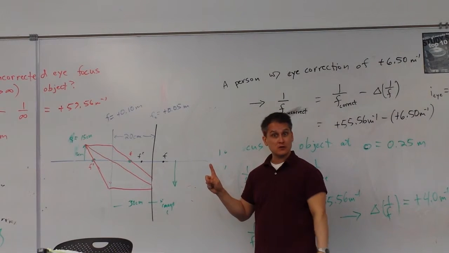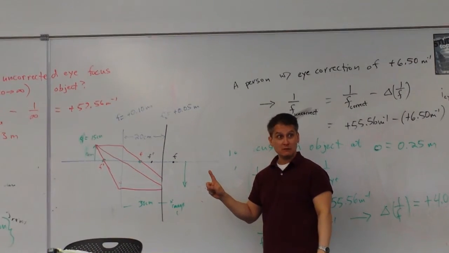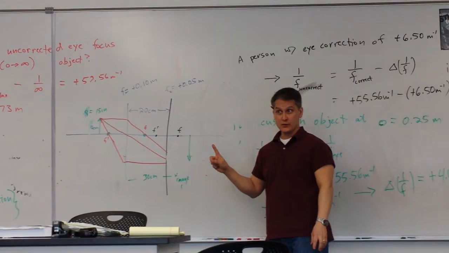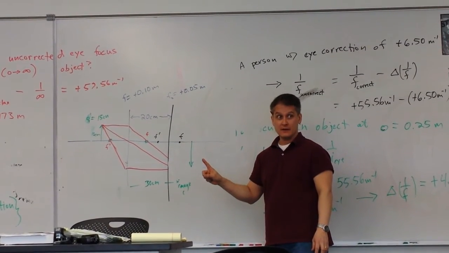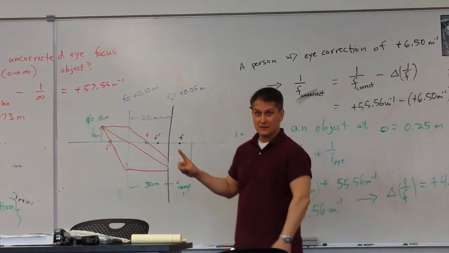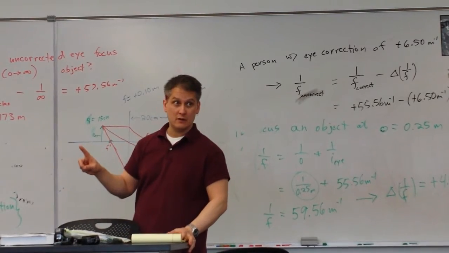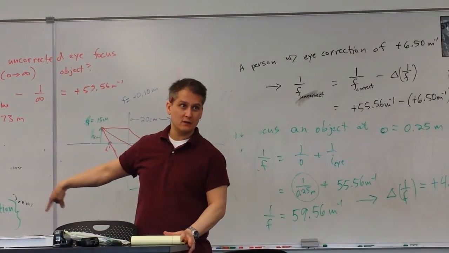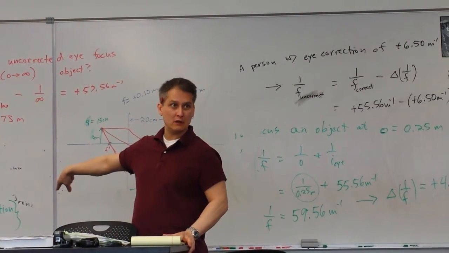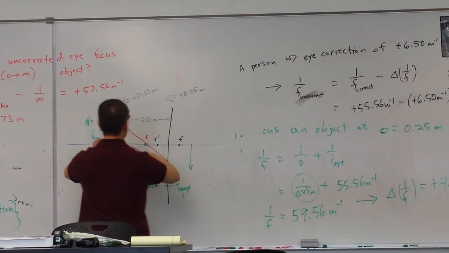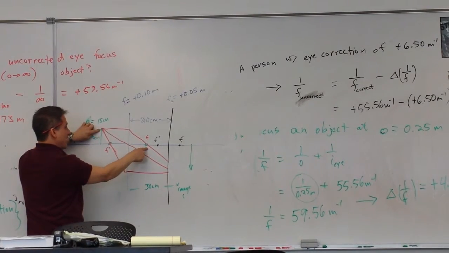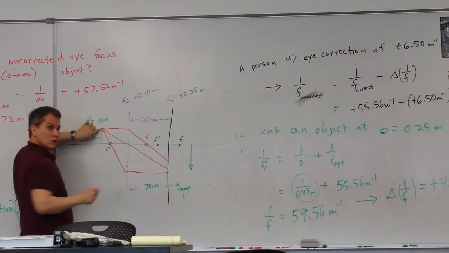First principal ray does what? Comes in parallel, and it goes through F prime. F. Why? First one always goes through F, right? Parallel crosses through F, through F prime comes out parallel, just like this one. So parallel goes through F, through F prime comes out parallel.